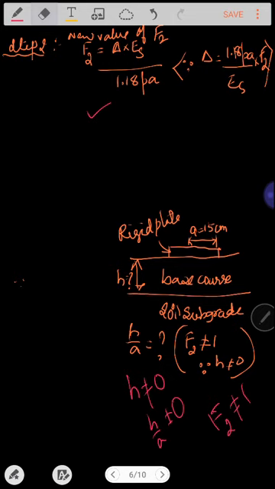wherein we are finding the new value of f2 for the base course that is existing over the soil subgrade, due to the rigid plate that is exerted over the surface of the base course, having a radius of 15 centimeter. It will have a certain deflection.